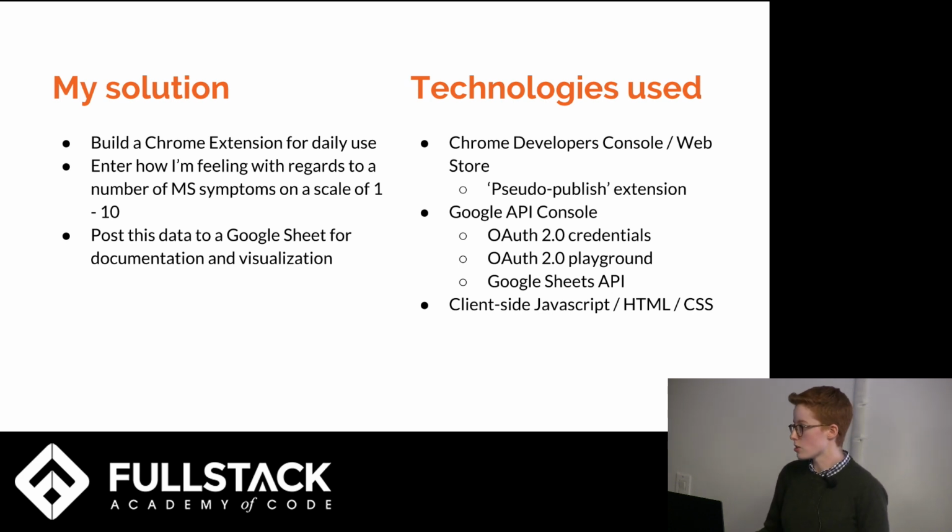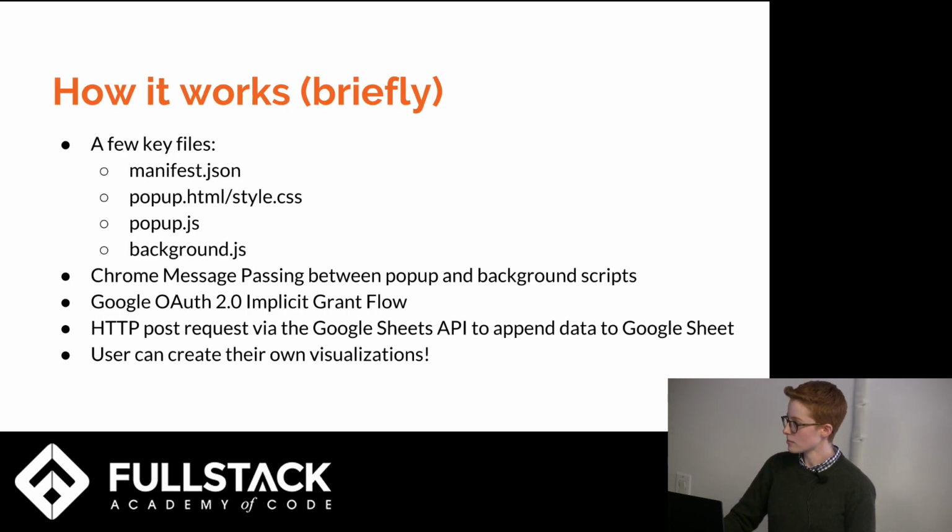Briefly, the technologies I used were the Chrome Developers Console and the web store. I needed to sort of pseudo-publish my extension in order to get authentication going. I also leveraged the Google API console in order to get OAuth 2.0 credentials, and I tested my post requests in the OAuth 2.0 playground. And I leveraged the Google Sheets API, obviously, to do the post requests. Underneath the hood, it's just client-side JavaScript, HTML, and CSS.